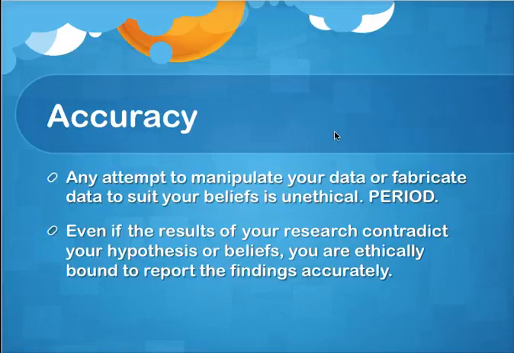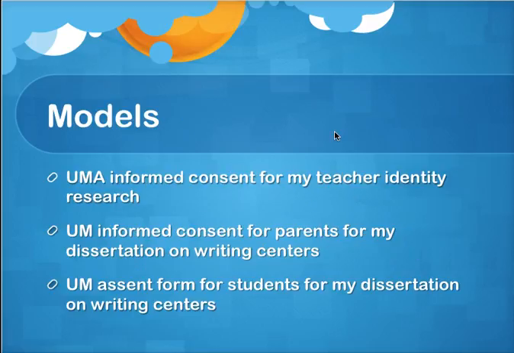So if you think you're going to come up with one result, and you come up with a totally different one, you have to report it as such. You can hypothesize why it's that way, but you have to report it. I've presented you with some models. These are in Blackboard. I've given you a UMA informed consent for my teacher identity research.